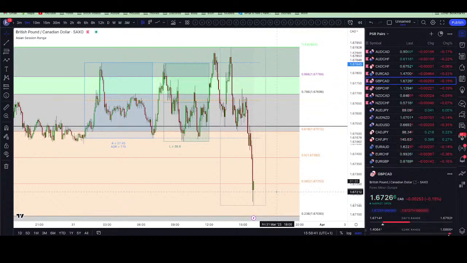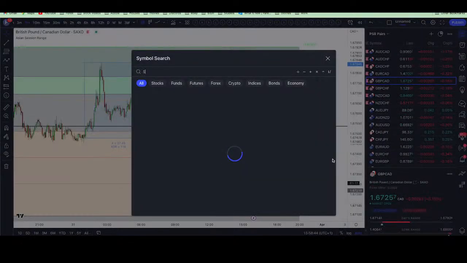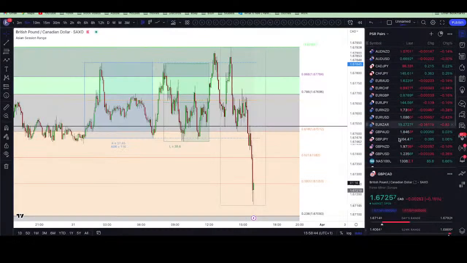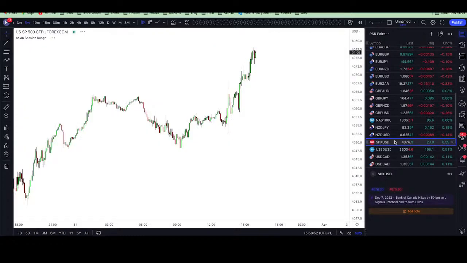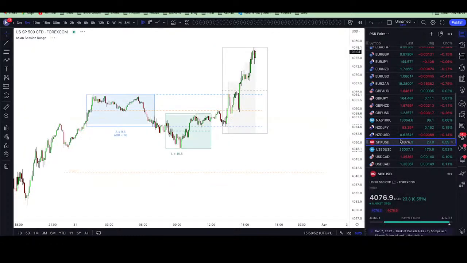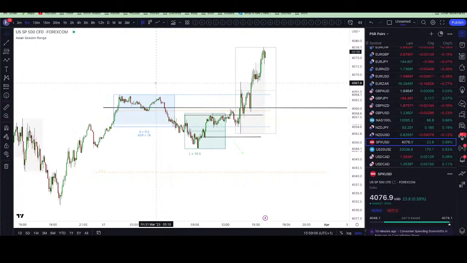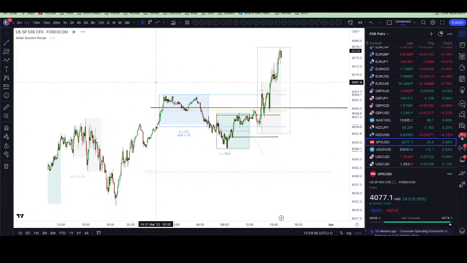Let's go to SPX. Yeah, I've got it here. Yeah, I'm still touching this. These pagans, look at them. Look at them trying to fake you out. Look at the fake out. Trying to fake you out.